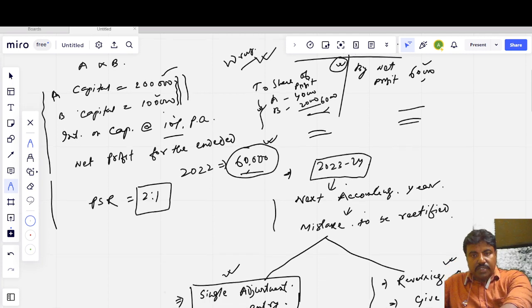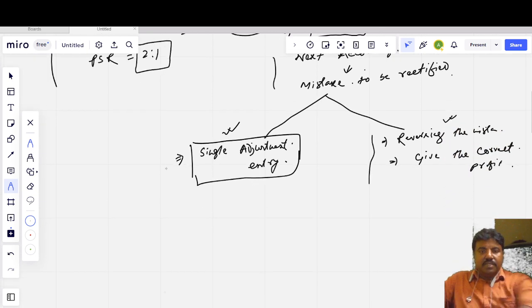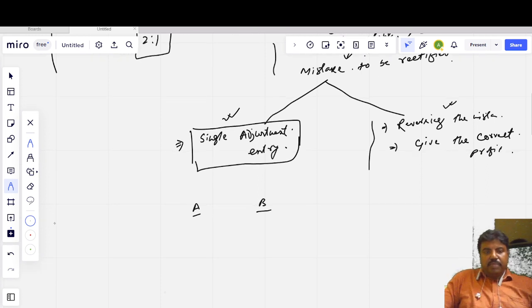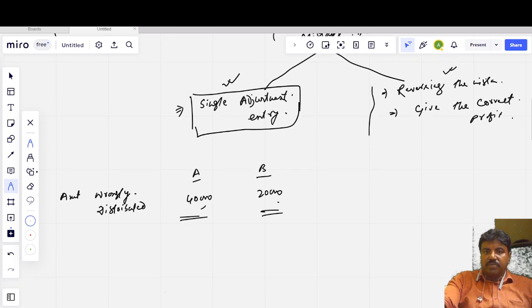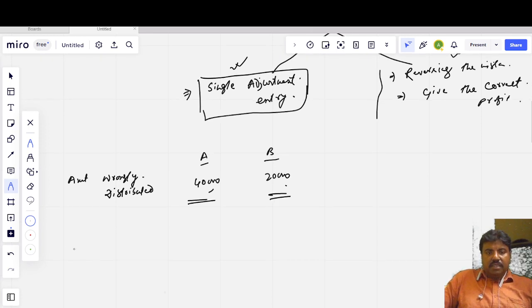So how will we do this? First I will write here the names of the two partners, A and B, and then I will simply prepare a table. Amount wrongly distributed. What is the wrong distribution? 60,000 was the profit. So they took this amount in the ratio of 2:1. So A took 40,000, B took 20,000. Is this the correct amount they have taken? No, sir. This is not the correct amount. This is the wrong amount they have taken. Now we will think, amount should be distributed.